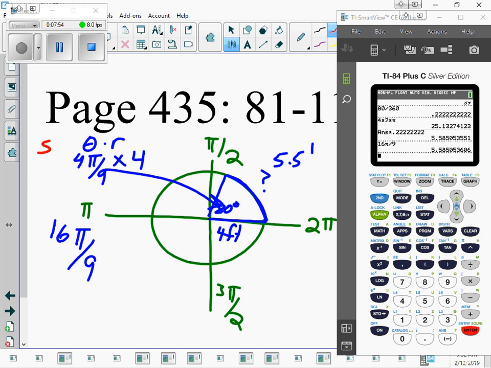So, arc length is easy. And I believe arc length is always lowercase s. I believe that's the variable for arc length. Arc length is r times theta. What if I wanted the area of this piece of pizza? How am I going to figure that out?